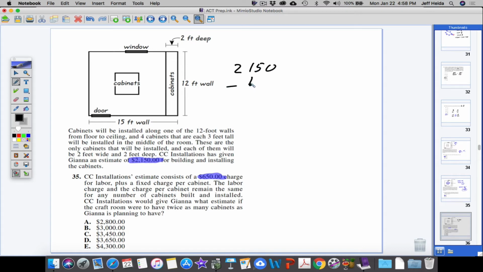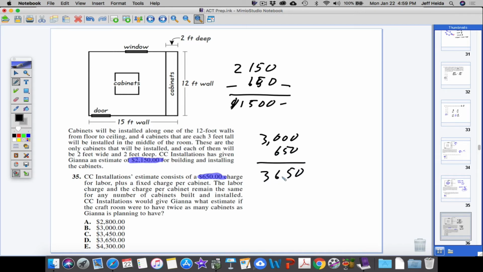So $2,150 minus $650 installation, that's $1,500 for the cabinets in the initial estimate. So $1,500 for cabinets, $650 for the install. Now if you're going to double the number of cabinets, that's going to be $3,000 for the cabinets and $650 for install, or $3,650, which would be D for problem 35.